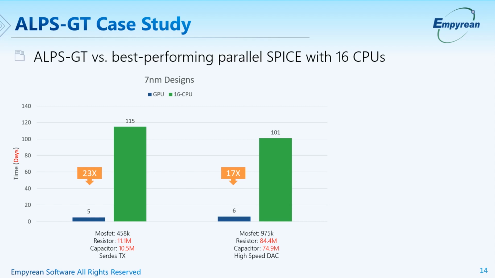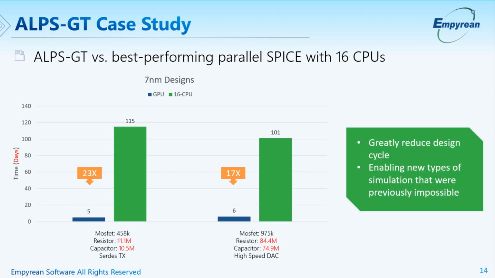Another case is also a top-extracted high-speed DAC, and it has close to 1 million transistors and more than 100 million RCs in total. The simulation time was reduced from more than 100 days down to 6 days. That was more than 3 months down to less than 1 week, a 17 times speed up in this case. Because those are the toughest and most critical simulations, if they can be reduced, then your whole design cycle can be greatly reduced. And those are the new type of simulation that was previously impossible, and right now they can be finished within a reasonable time.